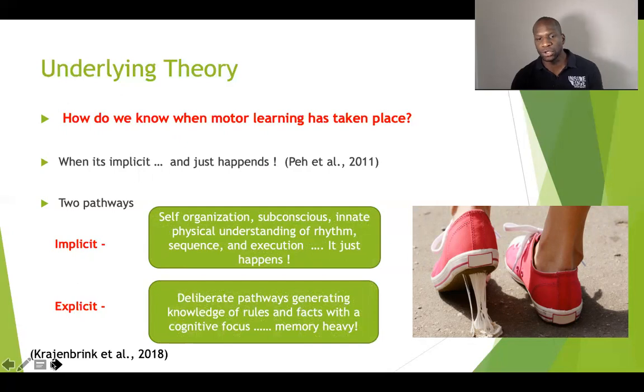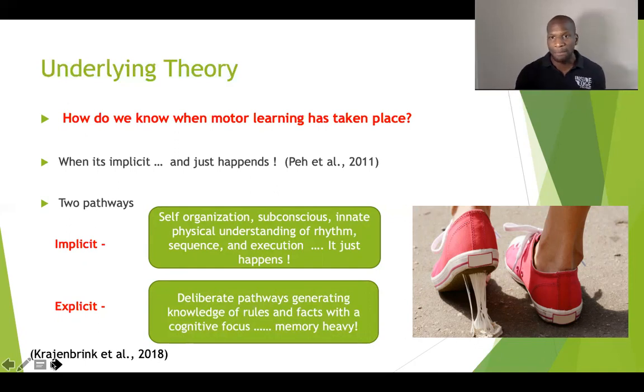When we look to explicit pathways, essentially what we're talking about is generating knowledge, which is very much based upon facts, rules, and is very much declarative in nature. So it's very, very cognitive focused and very, very memory heavy. So if you can imagine, if we want something to be relatively automated, we don't really want to have to think about it, we just want it to happen.